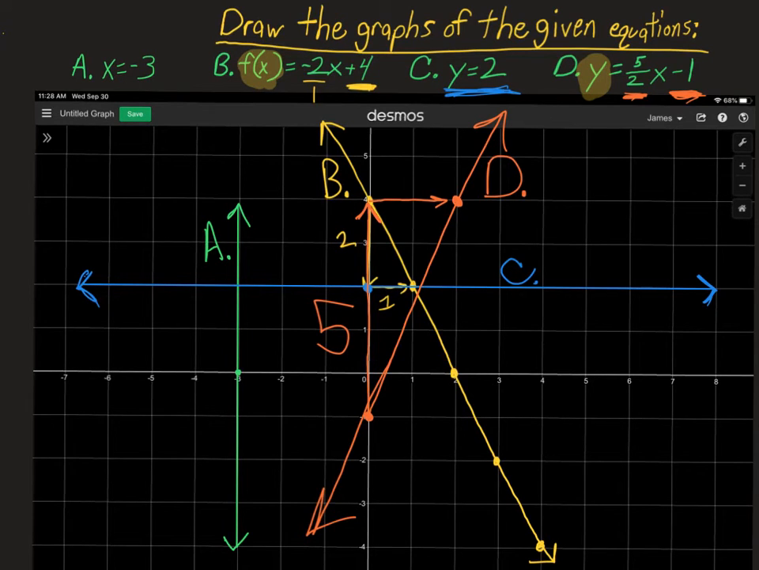And there's your equation for D. Okay? And it ends up, you've got an x going between B and D, and C goes right through that as well. All right.